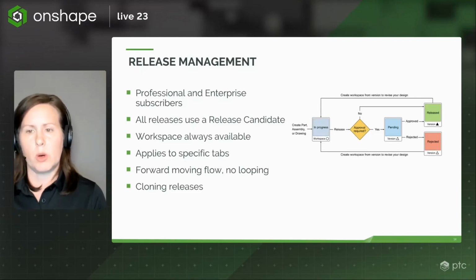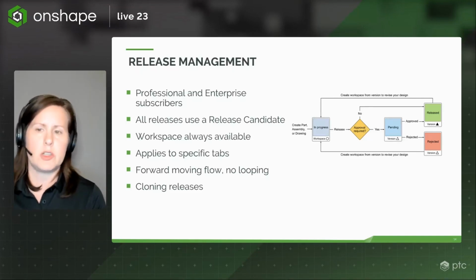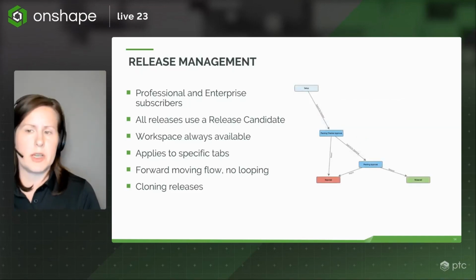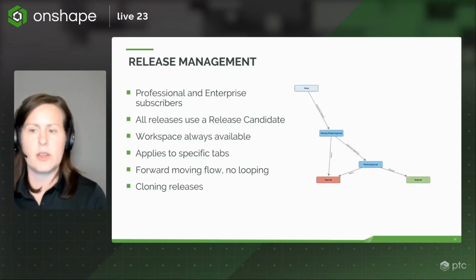Workflows in Onshape are forward moving, meaning there's no looping back to previous states. Once a candidate is either released or rejected, it is finished. You must make another release candidate to submit a new release, but you can use the cloning feature to make it easier. If you have enterprise, you can do more complex workflows that set properties automatically or have multiple approvals.